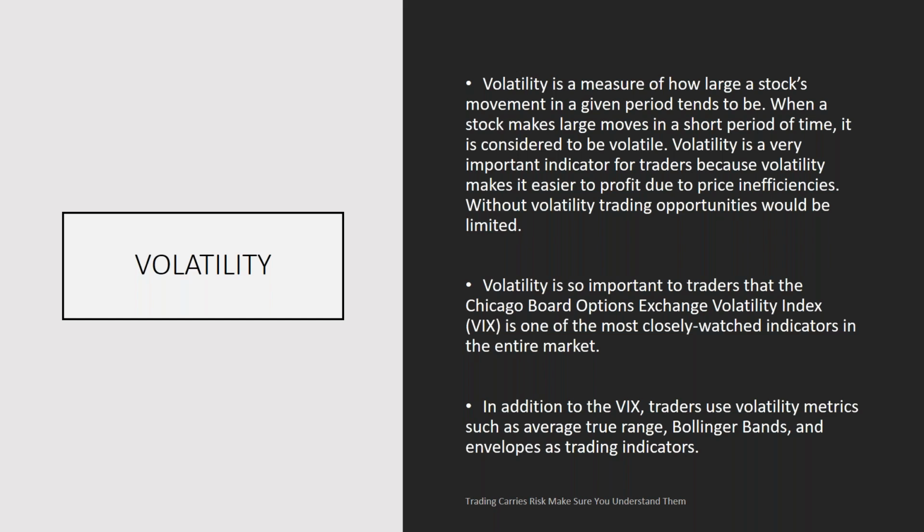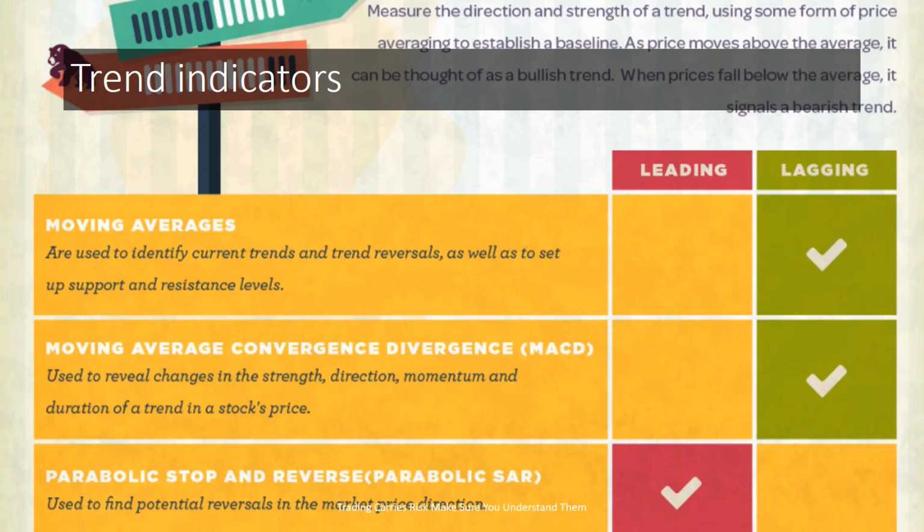Now, volatility is a measure of how large a movement in a given period tends to be. When, for instance, a stock makes large moves in a short period of time, it is considered to be volatile. Volatility is a very important indicator for traders because volatility makes it easier to profit due to price inefficiencies. So now we've talked about the main categories.